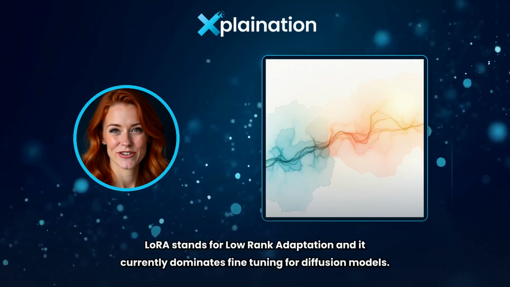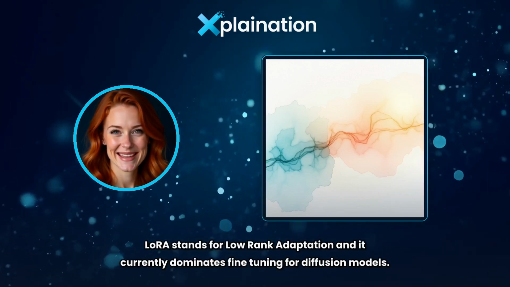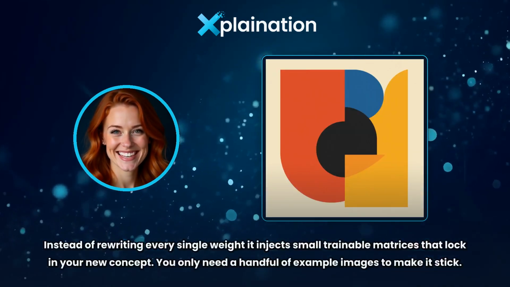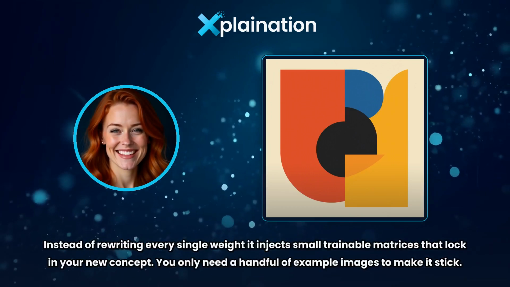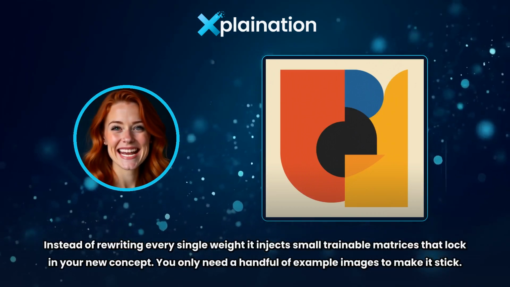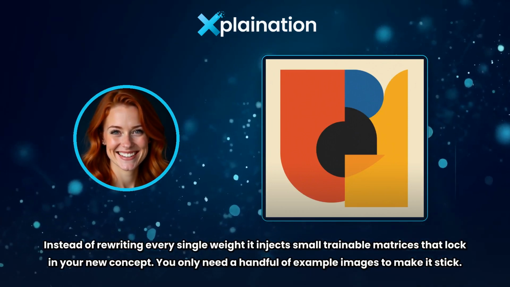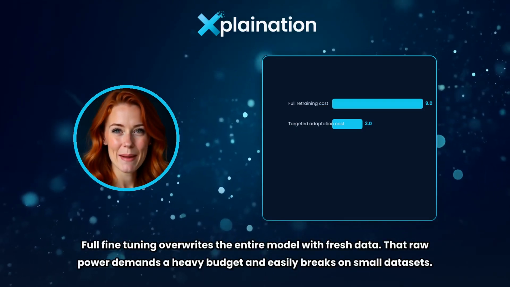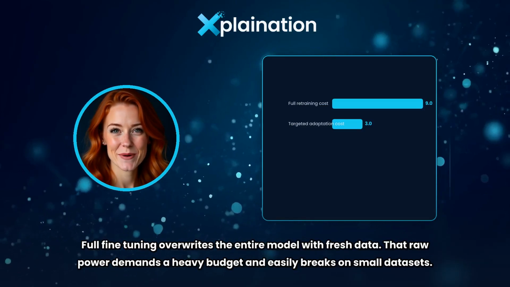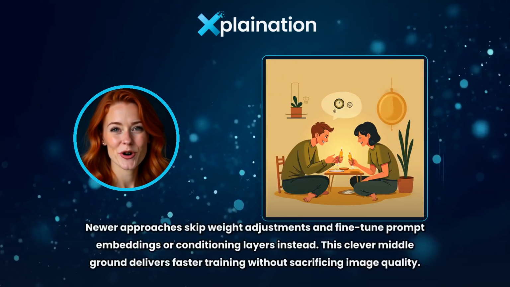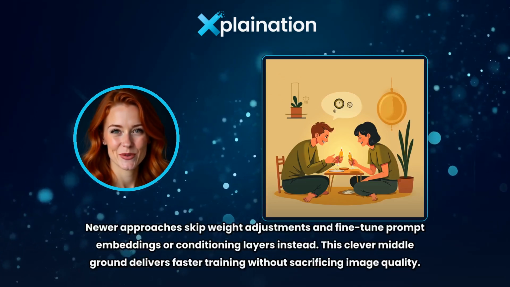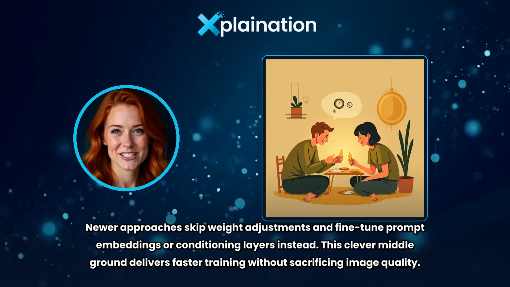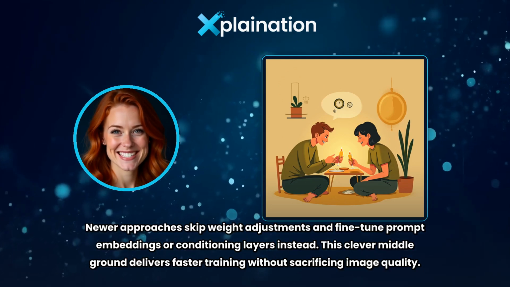LoRA stands for low rank adaptation, and it currently dominates fine-tuning for diffusion models. Instead of rewriting every single weight, it injects small trainable matrices that lock in your new concept. You only need a handful of example images to make it stick. Full fine-tuning overwrites the entire model with fresh data. That raw power demands a heavy budget and easily breaks on small datasets. Newer approaches skip weight adjustments and fine-tune prompt embeddings or conditioning layers instead. This clever middle ground delivers faster training without sacrificing image quality.